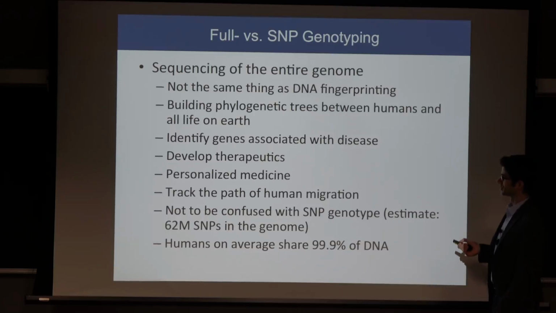and so full genotyping, not to be confused with the SNP genotype, which is only 62 million SNPs as opposed to 3 billion full base pairs. So humans on average share about 99.9% of DNA, and what's left over is the SNP genotype.